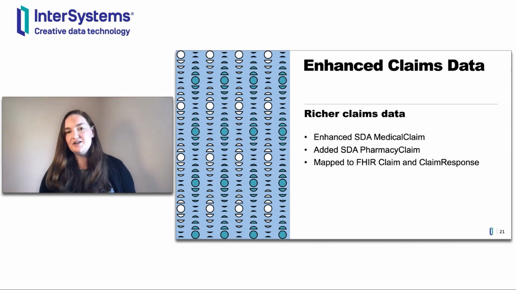Outside of the payer-to-payer use case, we've also enhanced our representation of claims data. Last year, we added explanation of benefits data with almost 100 new properties, but we left our medical claim classes as is. Now, in 2021, we've enhanced them to be on par with the explanation of benefits, and we've added representation of pharmacy claims.